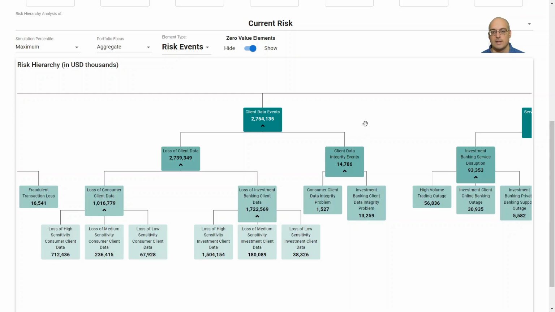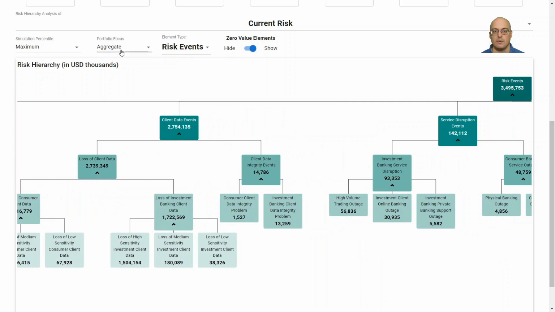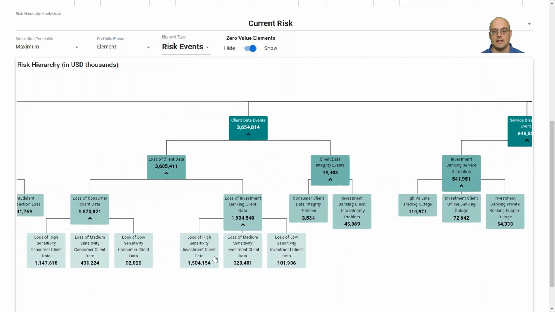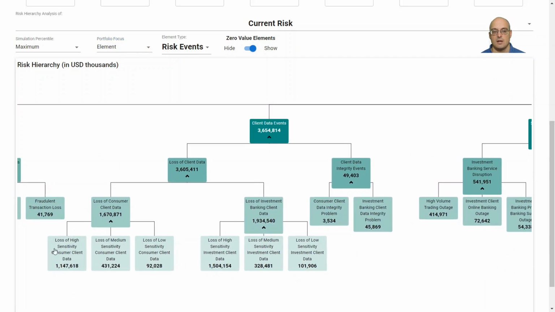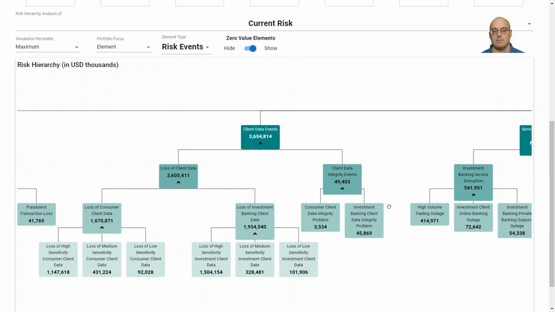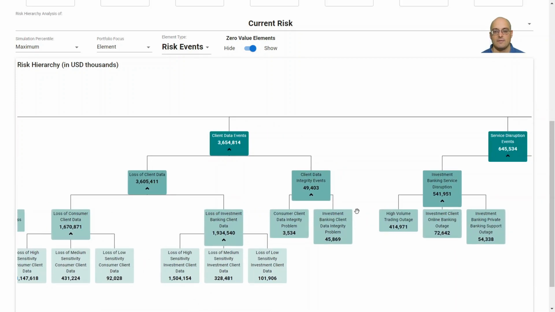The interesting point is that when we switch to the element view, which takes the absolute worst case from all the potential risk events, now the loss of high sensitivity investment client data risk event didn't change, while the others went up. So this basically means that you may have similar situations in your organization, where the worst case year for the entire business really depends on the worst case scenario of one particular risk area.